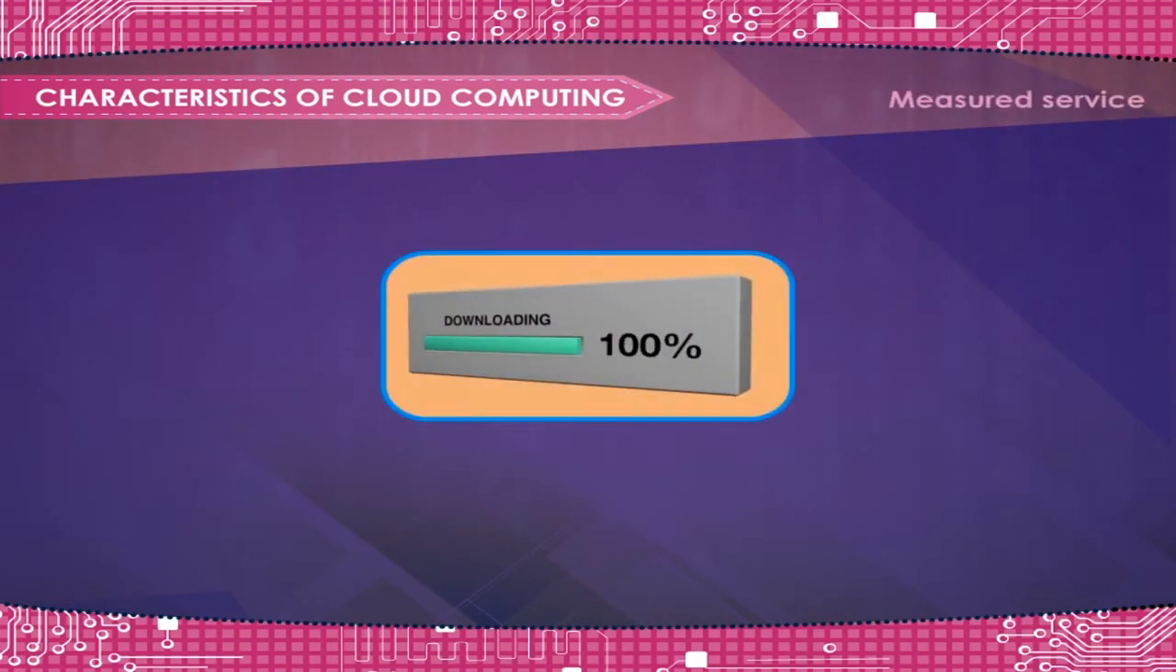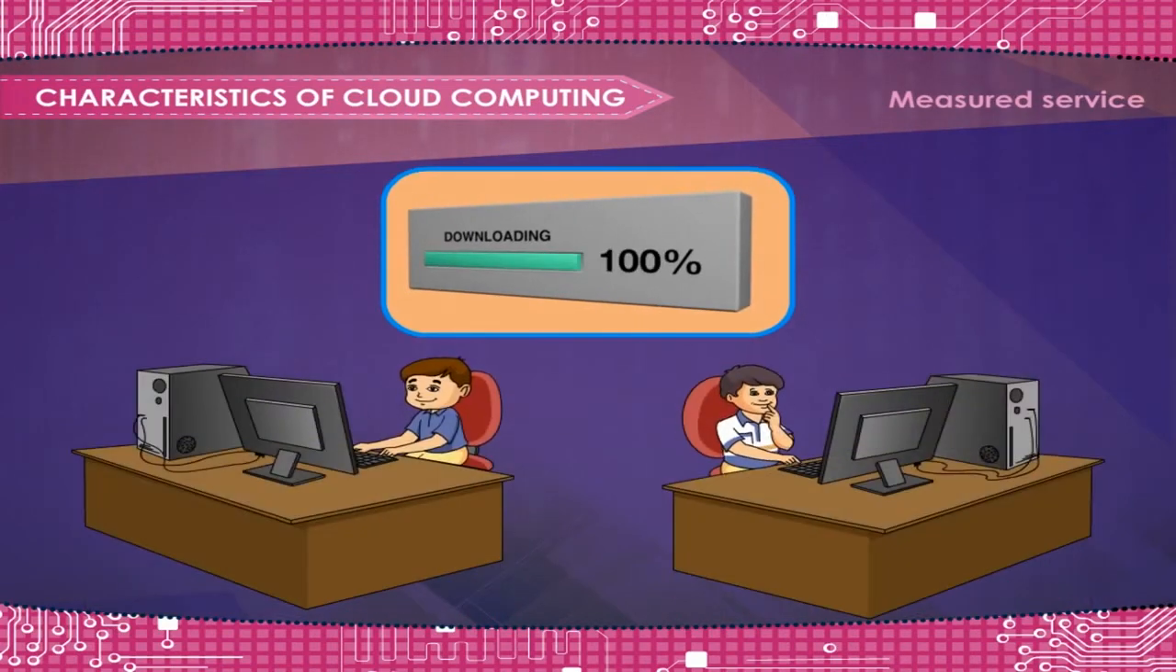Measured service. Resource usage is monitored, measured, and reported, billed transparently based on utilization. In short, pay for use.